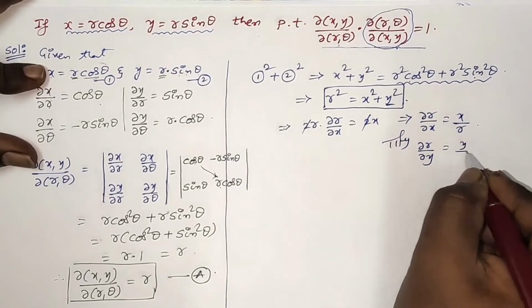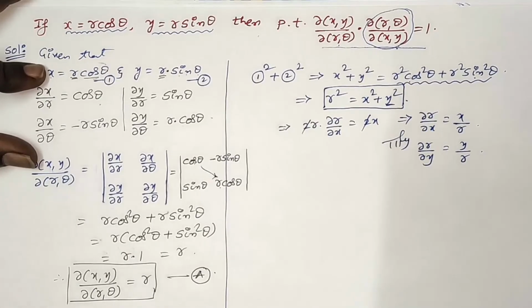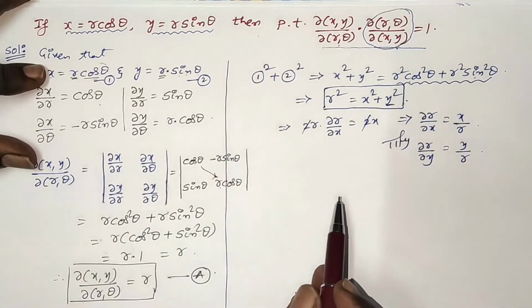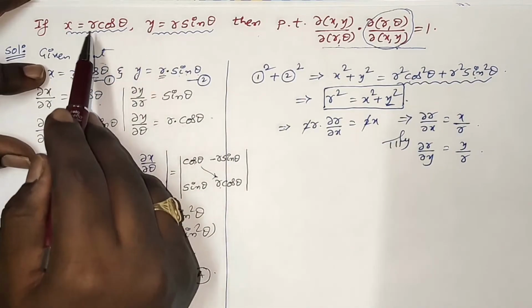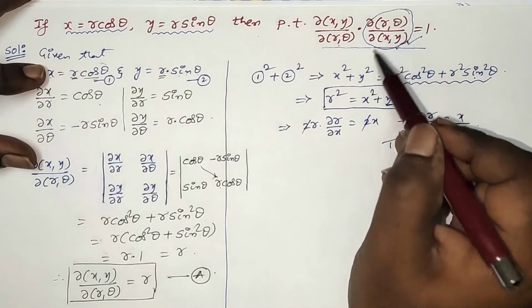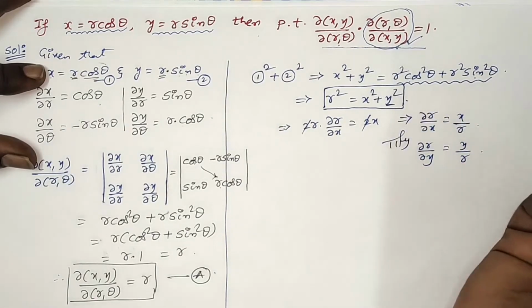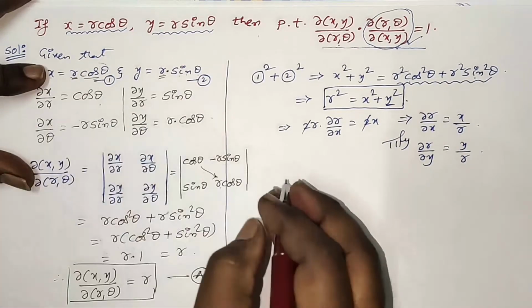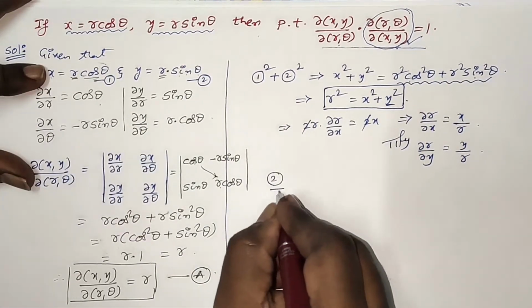is equal to y by r. Now we have to find out the value of theta in terms of x and y, because x, y are given in terms of r comma theta. For getting this Jacobian, you should get theta value first in terms of x and y. It is mandatory. For that purpose, I am dividing the given two equations, 2 by 1.